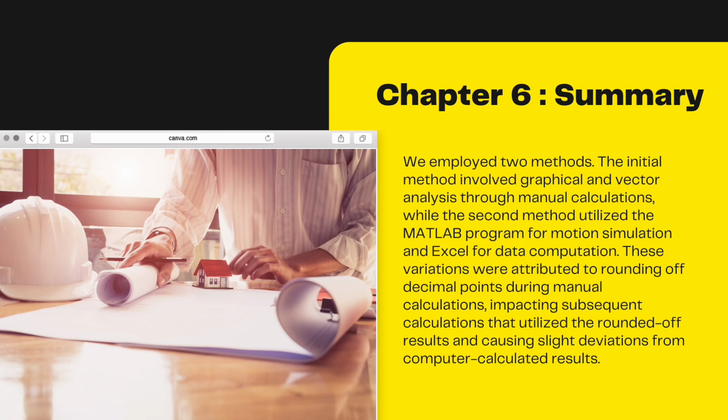Through the utilization of both methods, we gain insights into their respective advantages and disadvantages. MATLAB facilitated a visual representation of the mechanism's motion, while Excel expedited the calculation of extensive data employing the same formula. However, the challenge with Excel lay in crafting precise formulas that accommodate various data scenarios. On the other hand, manual calculation proved to be more intuitive and easily amendable.